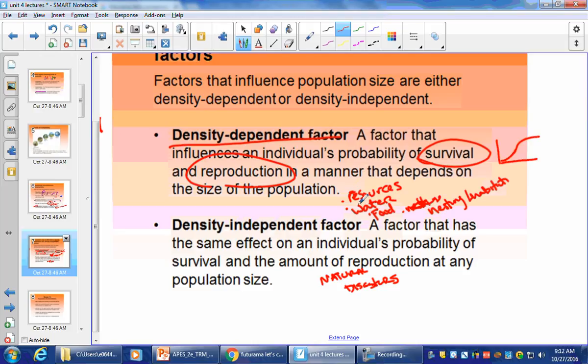Why is food and water density dependent? Because if I have a small population of, let's say, deer, and I decrease the amount of food, but there was already plentiful food before, you might not see a decrease in the deer population, right? So you have to be very, very careful with that, right? Okay.